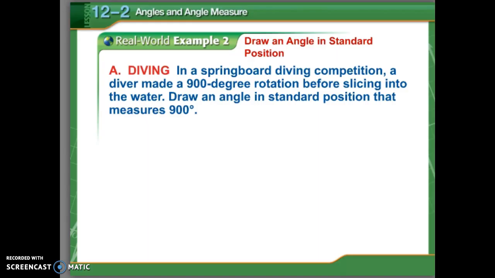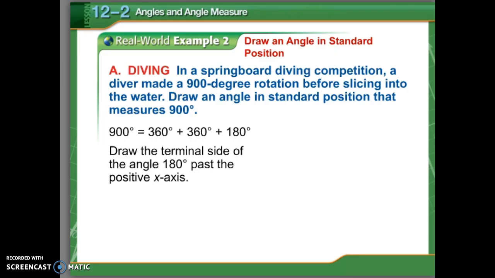Okay, example 2. This is a real-world problem about diving. It says, in a springboard diving competition, a diver made a 900-degree rotation before slicing into the water. Draw an angle in standard position that measures 900 degrees. So obviously, because this is more than 360, we need to figure out how much more than 360 it is.